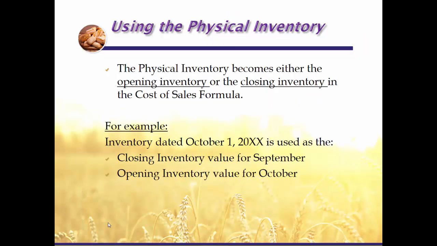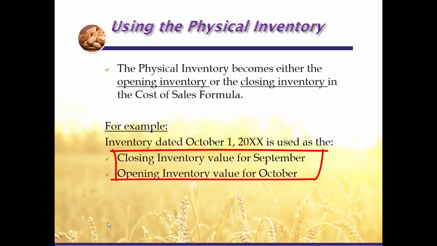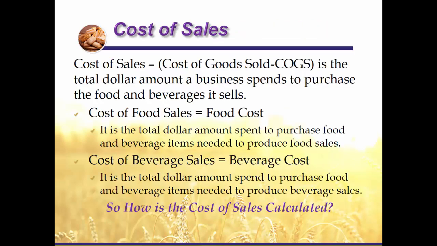Now, the physical inventory becomes either the opening inventory or the closing inventory in the cost of sales formula. For example, inventory dated October 1st, 2016 is used as the closing inventory value for September and the opening inventory value for October.